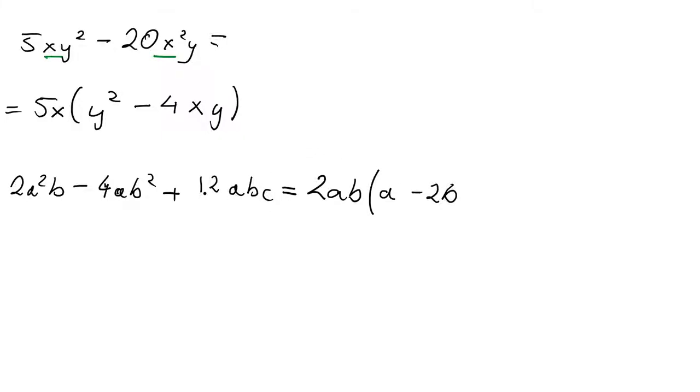And finally, 12abc. So 12 divided by 2 is plus 6. One of my a's is jumping out of the bracket. It's outside. The b is outside of the bracket. And inside of the bracket, all I'm going to end up with is c. Let me just correct this b over here because it looks like 6 minus 2b.